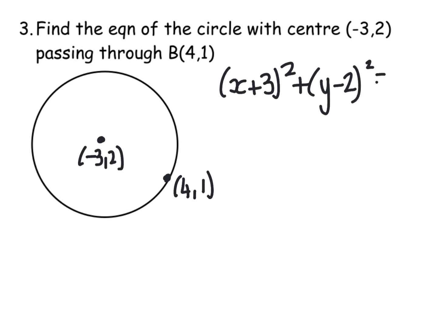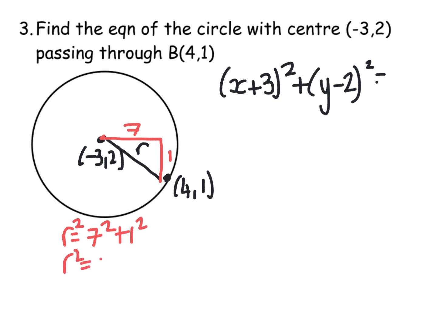But we need to find the radius, so we need to find the distance between these 2 points. So we're going to do the distance formula, but honestly the shortcut is to form a right angle triangle and just look at how far it is between the x coordinates. So from -3 out to 4 is a distance of 7, and from 2 to 1 is a distance of 1. So my radius is going to be r squared equals 7 squared plus 1 squared, which is 50. So r is root 50.